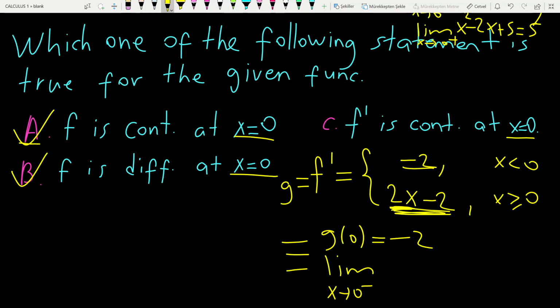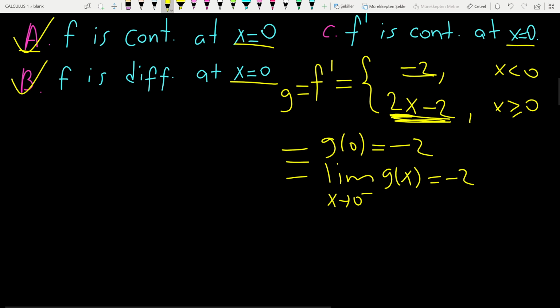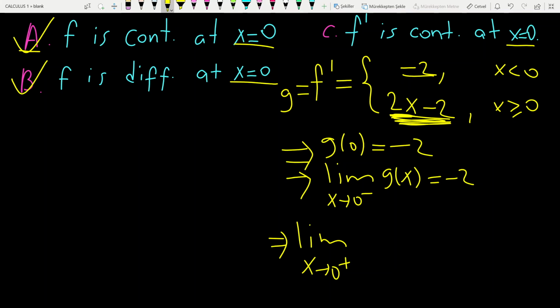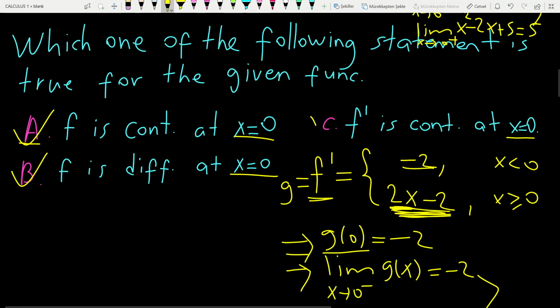Limit when x tends to 0 from the left, g of x is equal to minus 2. From the right, this is the function, from the right you also have minus 2, right? Since the limit is equal to minus 2 and g of 0 is also minus 2, the limit is equal to g of 0. This is why the g function, that is the f prime function, is also continuous at the point 0. So all of them are true.